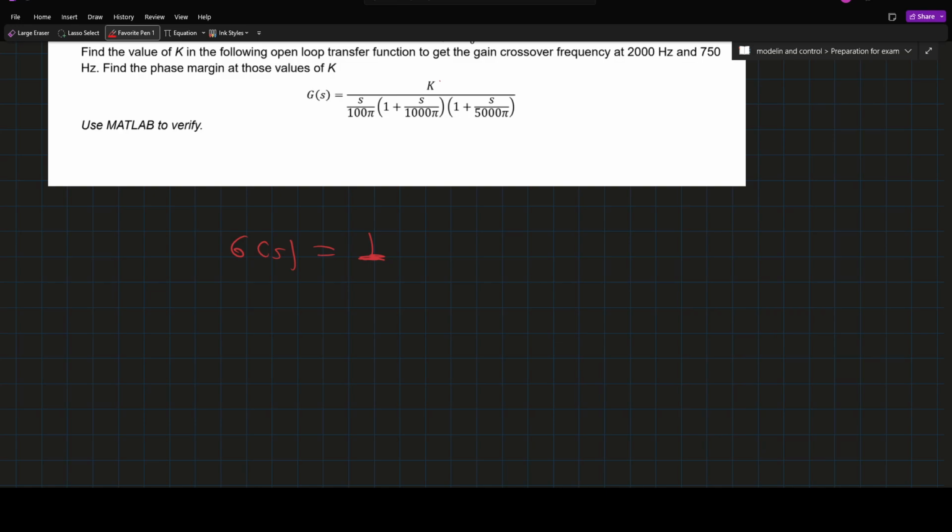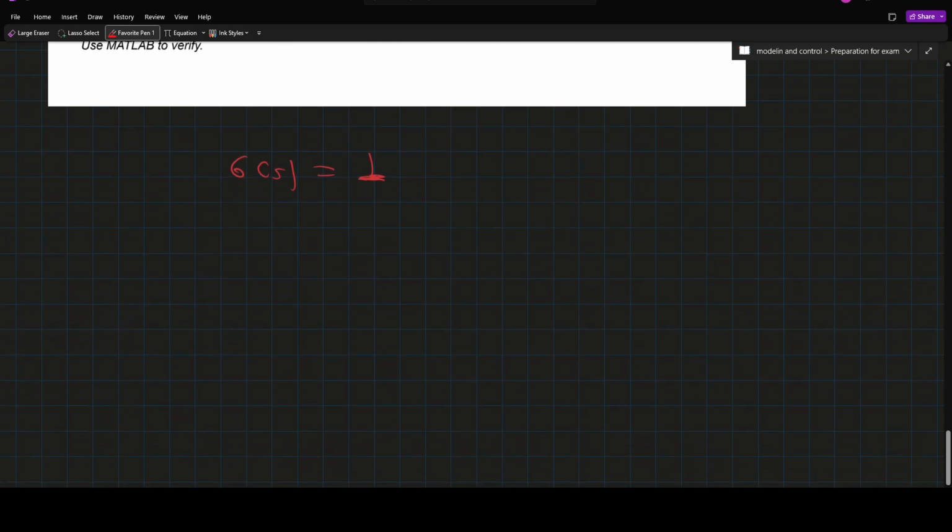Okay, so let's see how we calculate k for each frequency. For 2000 hertz, s is going to be j omega, so it's going to be j 2 pi times the frequency, that is 2000. So this is going to be 4000 pi. That is our value of x.